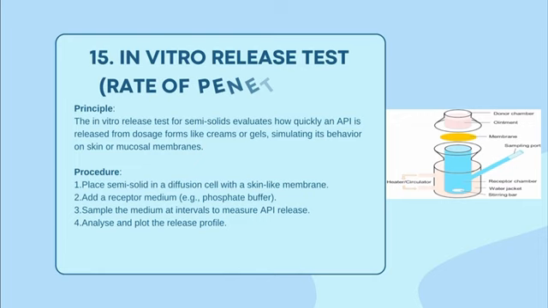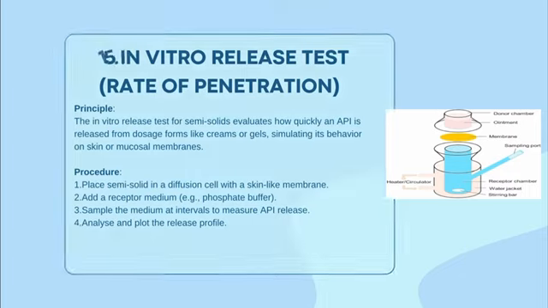15. In vitro release test, rate of penetration. Principle: the in vitro release test for semisolids evaluates how quickly an API is released from dosage forms like creams or gels, simulating its behavior on skin or mucosal membranes. Procedure: 1. Place semi-solid in a diffusion cell with a skin-like membrane. 2. Add a receptor medium, e.g., phosphate buffer. 3. Sample the medium at intervals to measure API release. 4. Analyze and plot the release profile.